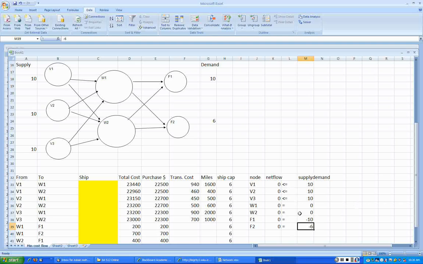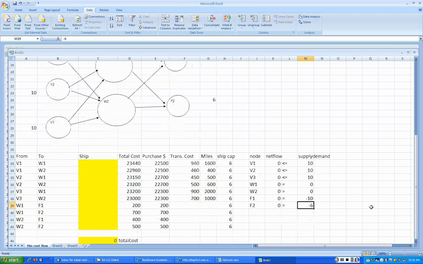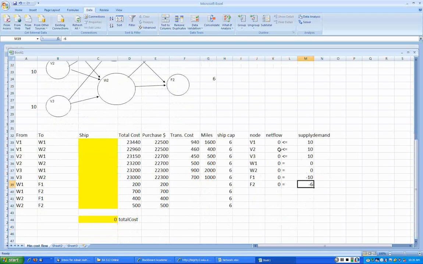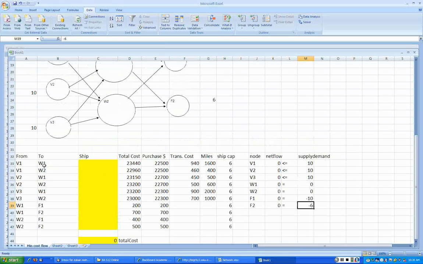So here we have a mix over here. Now what we want is whatever flows in, flows out. That means V1 W1, then V1 W2, and then you go down here: W1 to F1, W1 to F2, W2 to F1, W2 to F2.